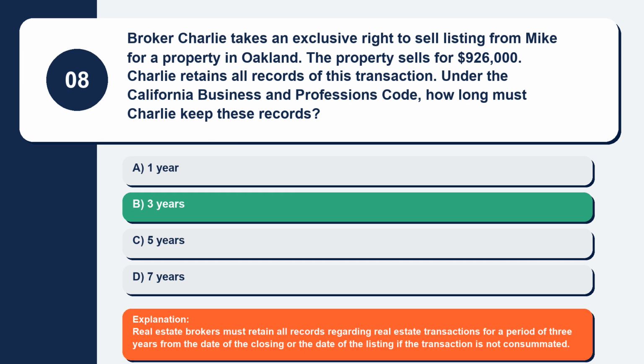Explanation: real estate brokers must retain all records regarding real estate transactions for a period of 3 years from the date of the closing or the date of the listing if the transaction is not consummated.